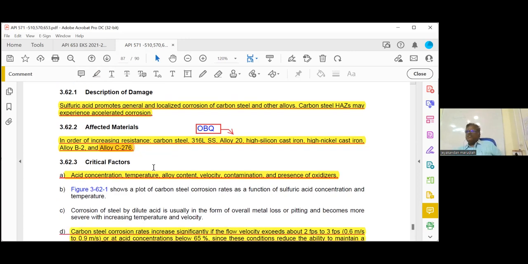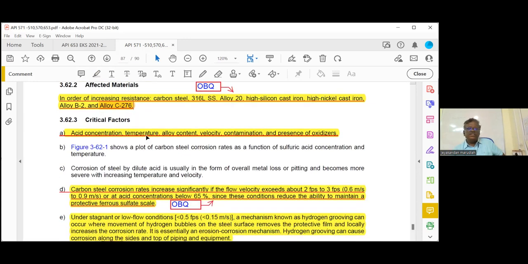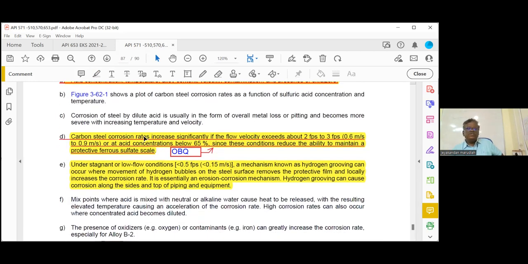Now, there are two types of acids. One is called diluted acid and another one is called concentrated. Which one will cause more corrosion? Diluted acid will cause more corrosion than concentrated. So highlight this one: acid concentration, temperature, alloy content, velocity, contamination, and the presence of oxidizers. Then D is important. Carbon steel corrosion rate increases significantly when the flow velocity is above 2 to 3 feet per second and the concentration is below 65%. So diluted acid concentration less than 65% will have more corrosion, and when flow velocity is more than 2 to 3 it will have more corrosion, since this condition reduces the ability to maintain a protective ferrous sulfate layer.